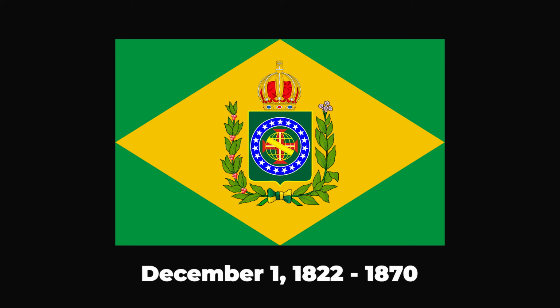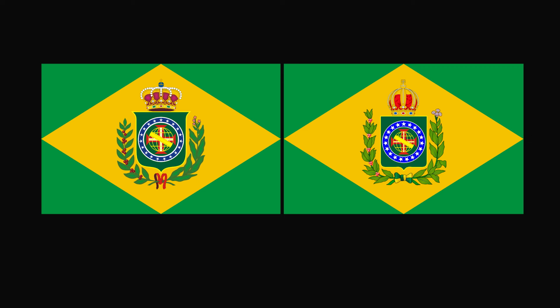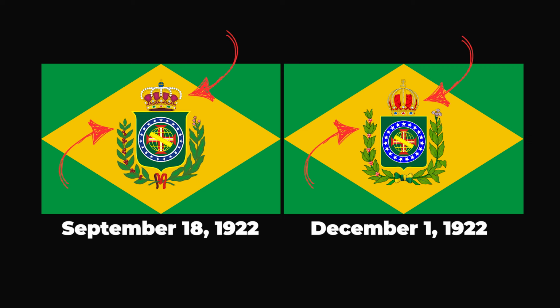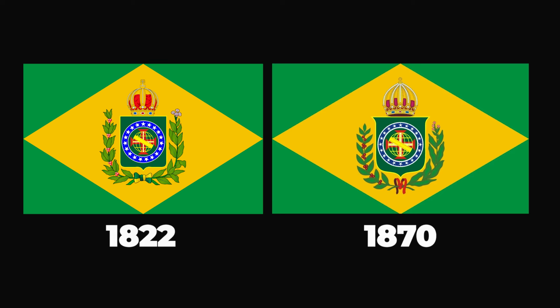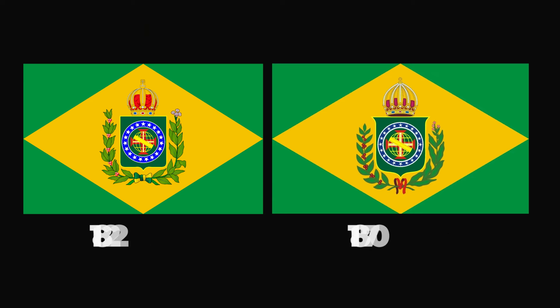From December 1st, 1822 until about 1870, this flag, the Empire of Brazil flag, saw only minor modifications. The only notable changes were a little revision to its branches and the replacement of its crown. The flag underwent still another alteration in 1870, when a new white star was added to symbolize the 20 provinces of Imperial Brazil. This flag was in use until November 15th, 1889, when Brazil was declared a republic.